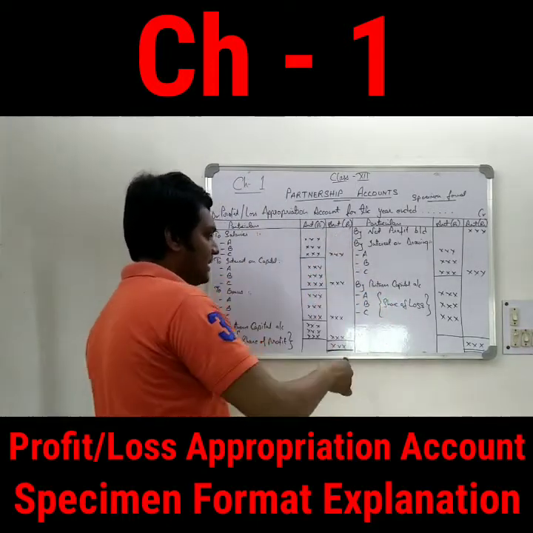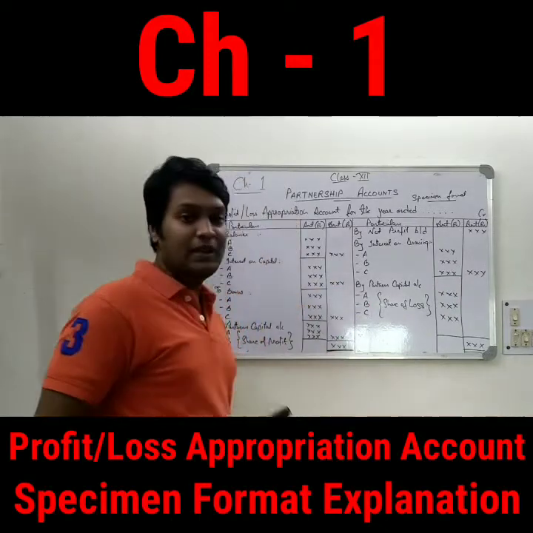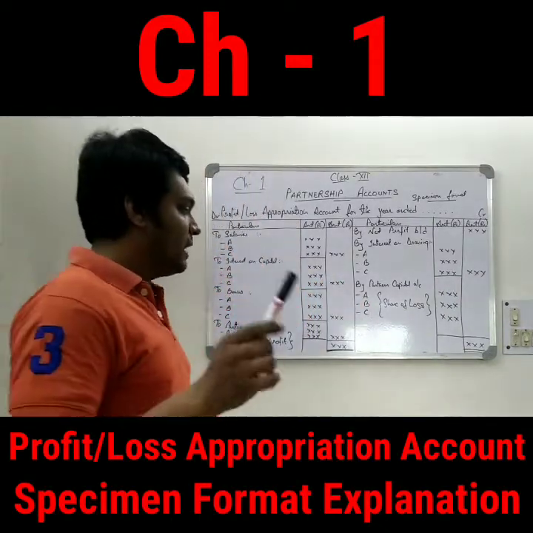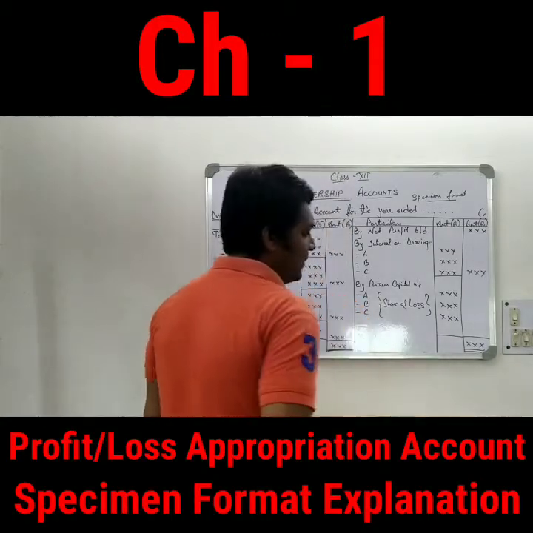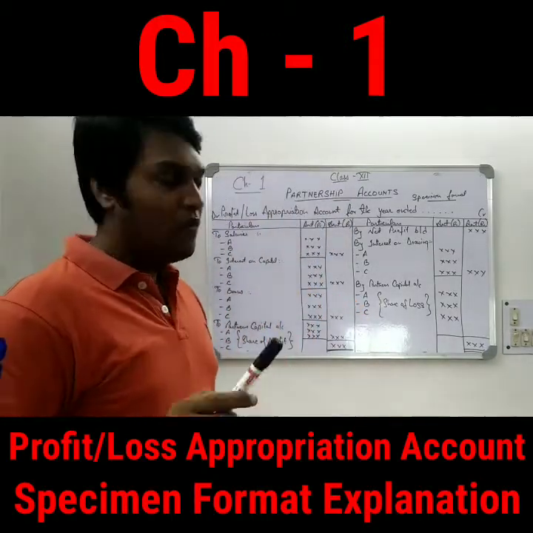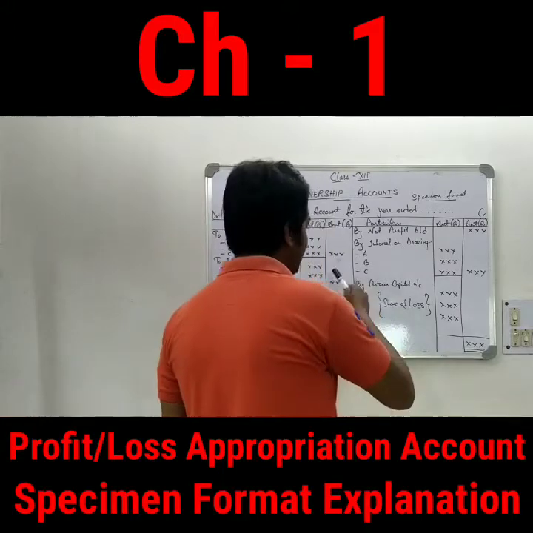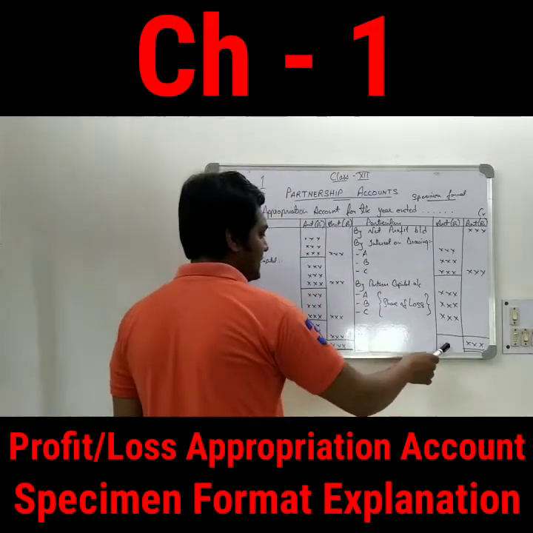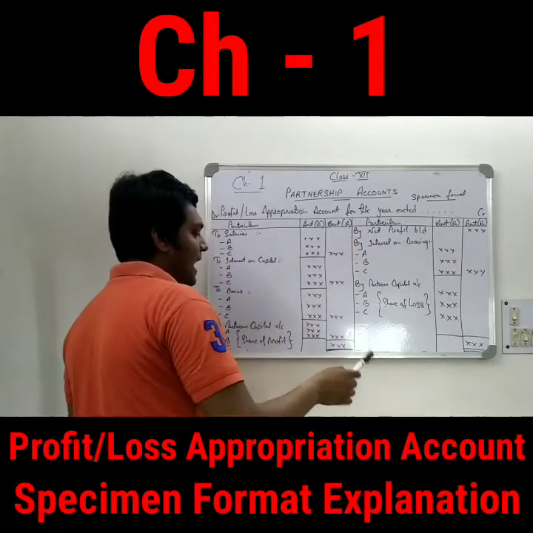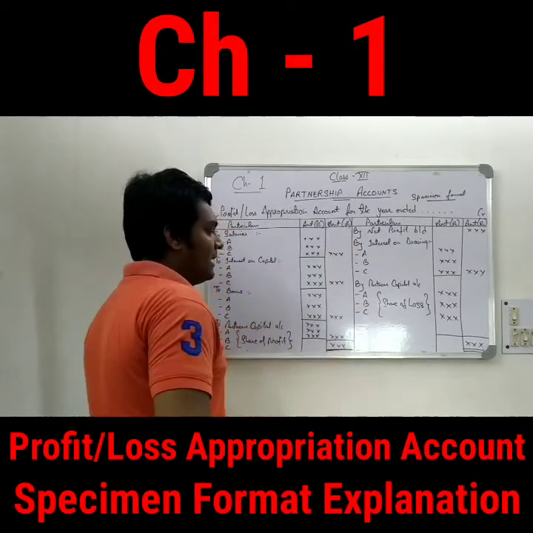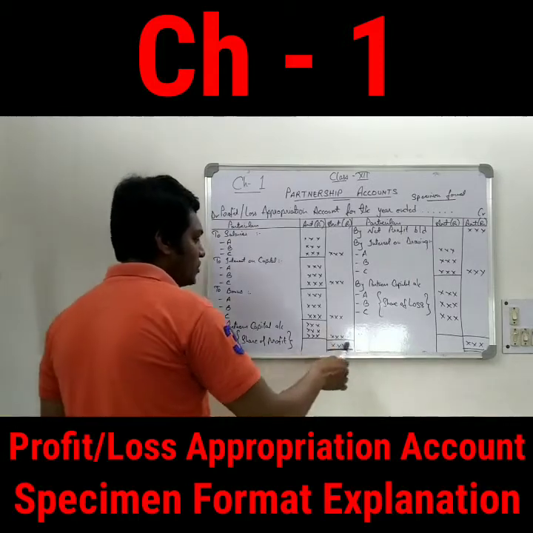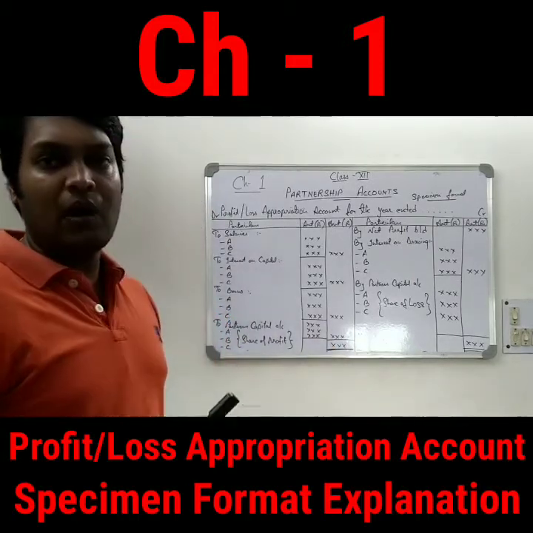After preparing that, we will total the debit side and total the credit side, and see which side is heavier. Suppose the credit side is heavier. Normally, whichever side is heavier, we deduct the lesser side from it. So if the credit side is heavier, we deduct the debit side and get an amount something like this over here. That is the profit to the partnership account.